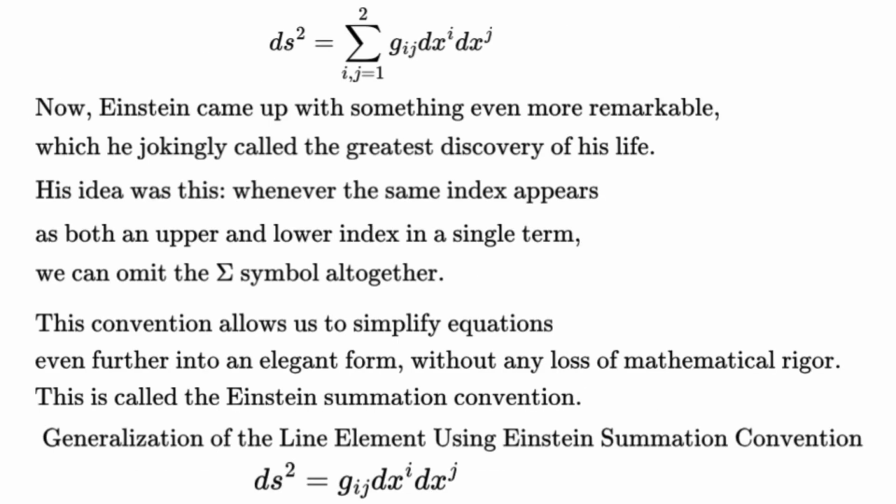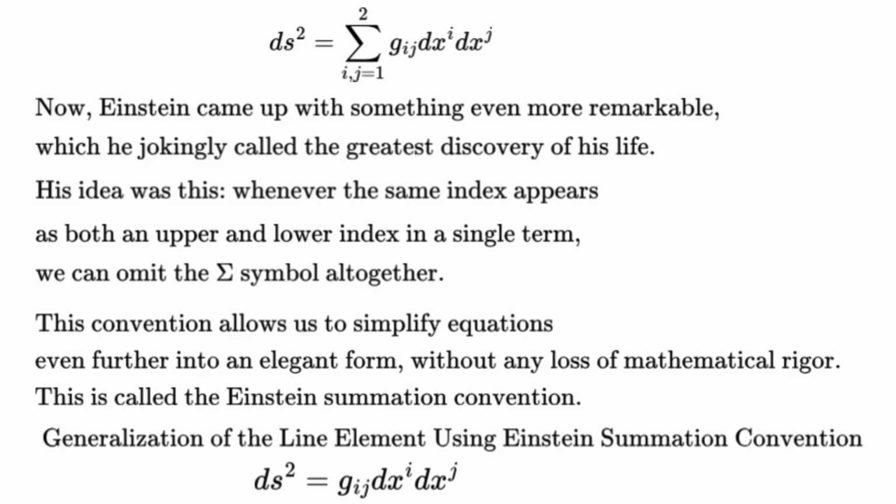Now, Einstein came up with something even more remarkable, which he jokingly called the greatest discovery of his life. His idea was this: whenever the same index appears as both an upper and lower index in a single term, we can omit the sigma symbol altogether. This convention allows us to simplify equations even further into an elegant form, without any loss of mathematical rigor. This is called the Einstein summation convention.